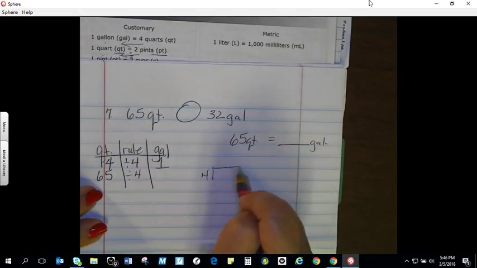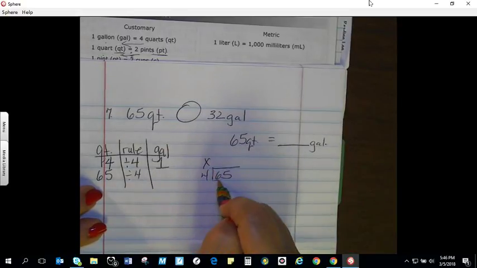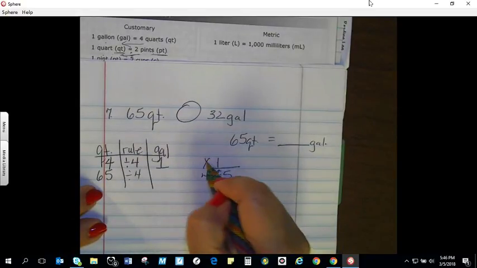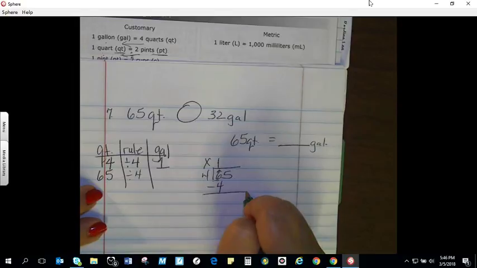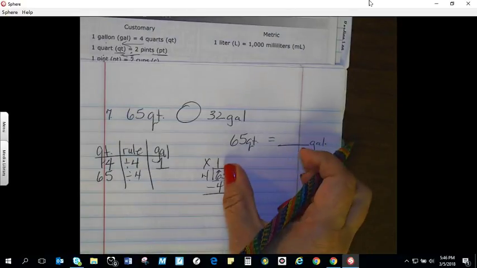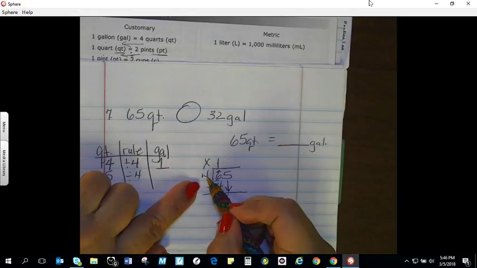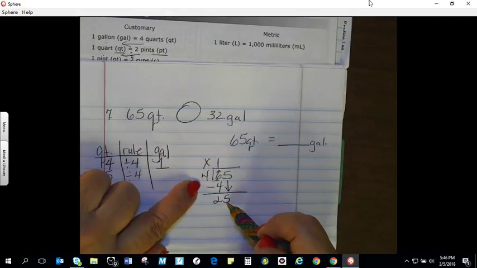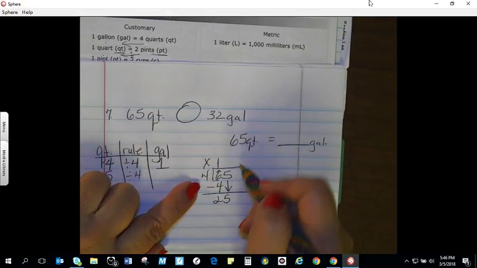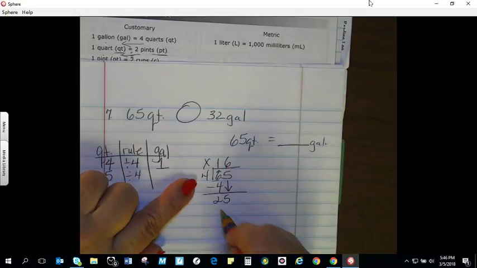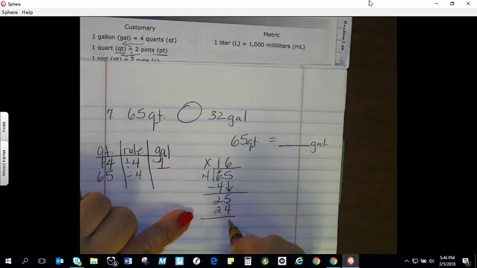And I'm going to divide this over here. Put my multiplication sign. 4 goes into 6 one time. 1 times 4 equals 4. Subtract this part out. Pretend like this number doesn't exist. 6 minus 4 is 2. Bring down my 5. Okay, 4 goes into 25. 5 times is 20. 6 is 24. And I have 1 remaining.